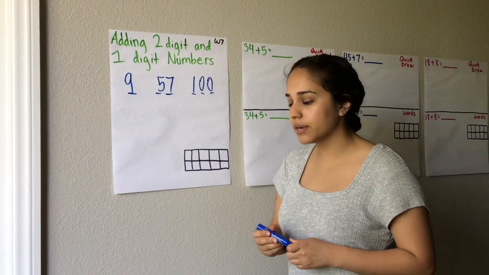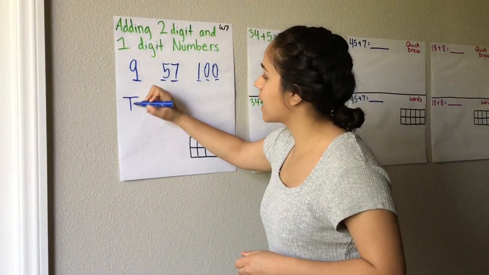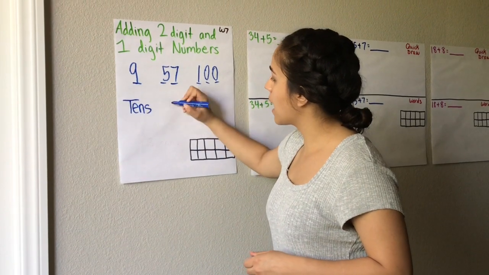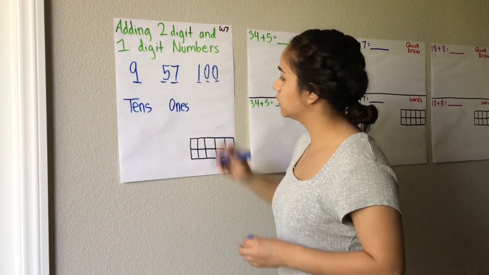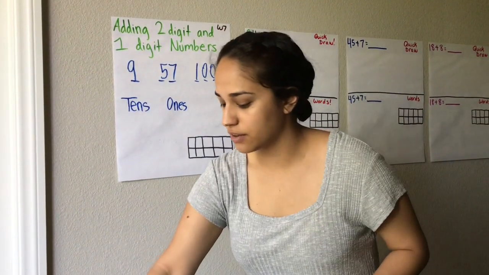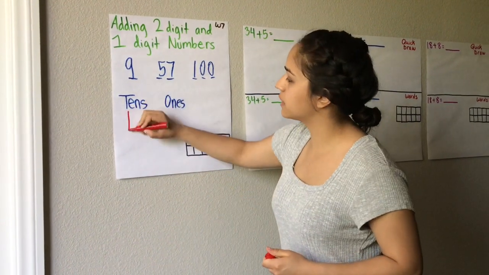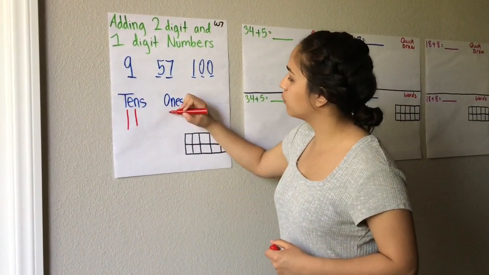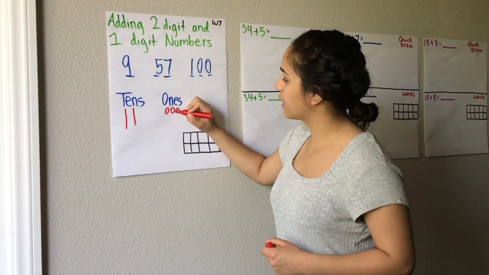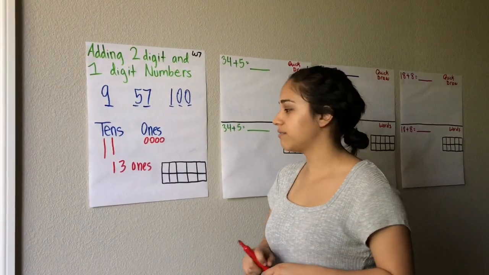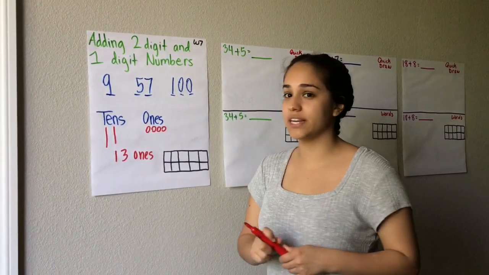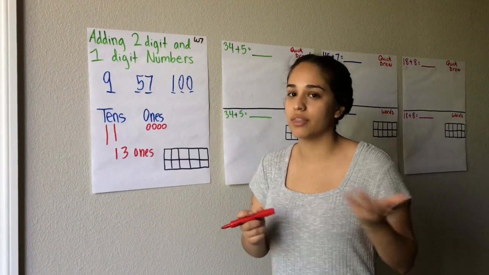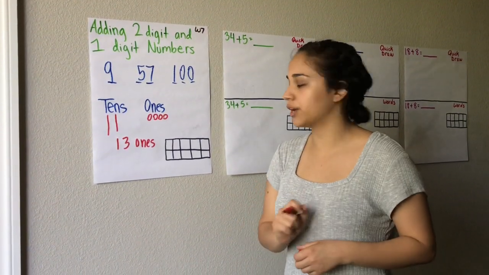Before we do that, I wanted us to review what tens and ones look like. Don't forget that when we draw tens, they're represented by rods, and ones are represented by circles. If you have 13 ones, we're going to need to regroup that because it's more than 9 ones. This is how you'll know.